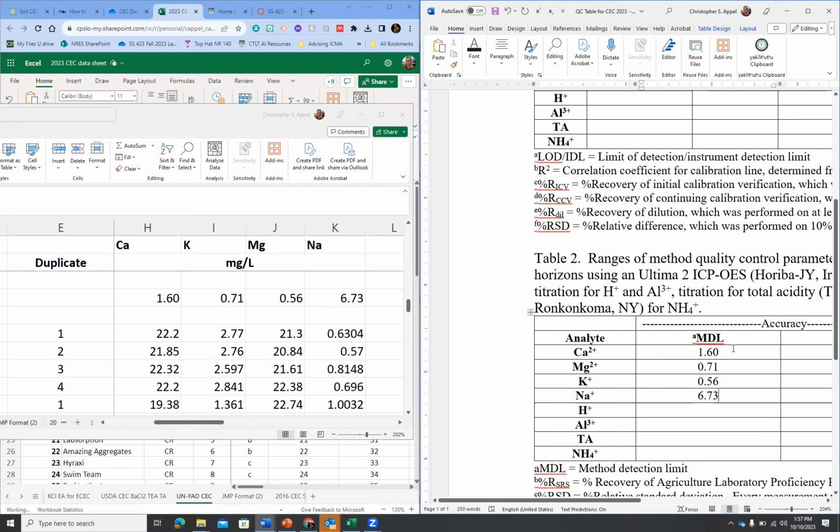What do you notice about our method detection limits? How do they compare to our instrument detection limits? A lot higher, right? Orders of magnitude higher. What about sodium? Sodium's really high, right? Which suggests that you might be having some contamination or some kind of interference from somewhere.